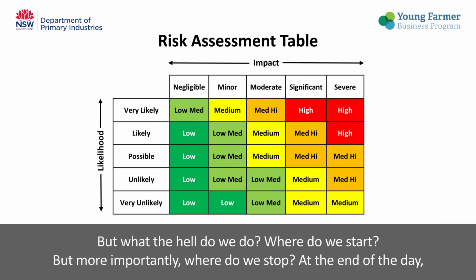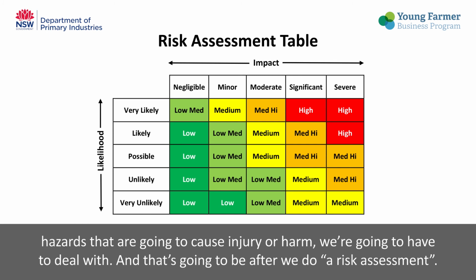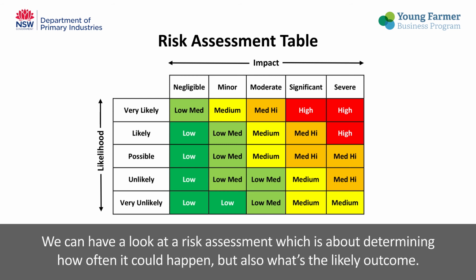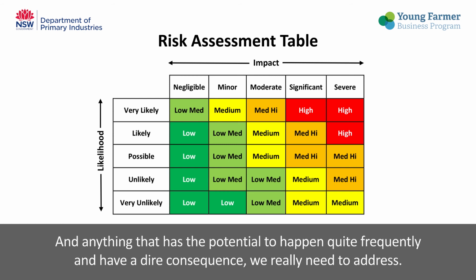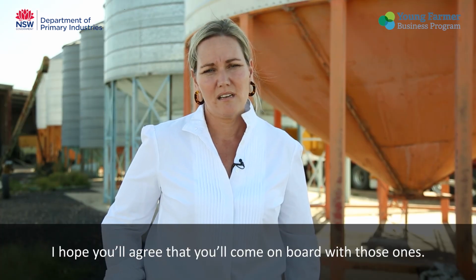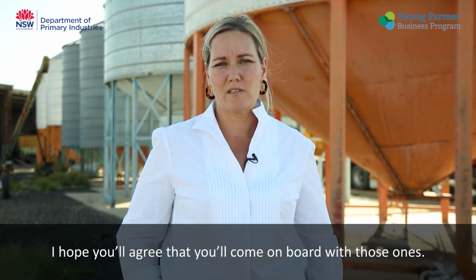But what do we do? Where do we start? But more importantly, where do we stop? At the end of the day, hazards that are going to cause injury or harm, we're going to have to deal with. And that's going to be after we do a risk assessment. We can have a look at a risk assessment, which is about determining how often it could happen, but also what's the likely outcome. And anything that has the potential to happen quite frequently and have a dire consequence, we really need to address. I hope you'll agree that you'd come on board with those ones.